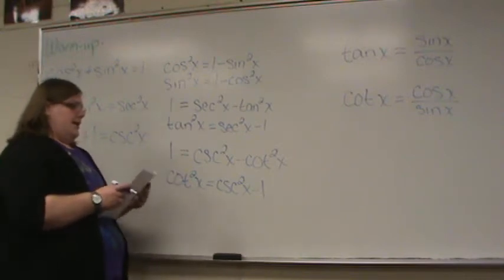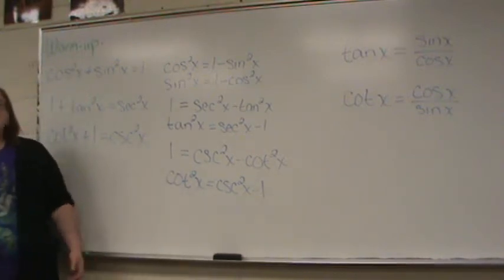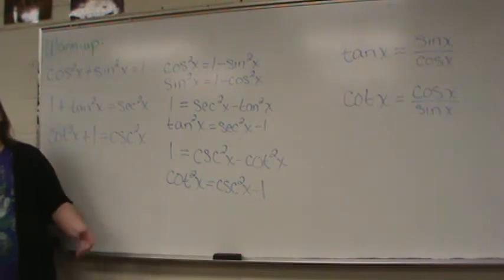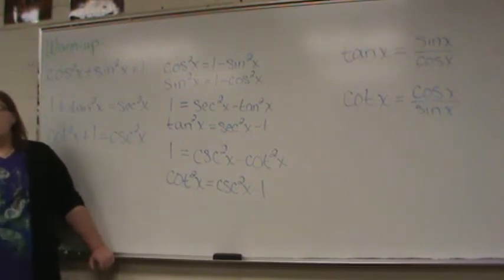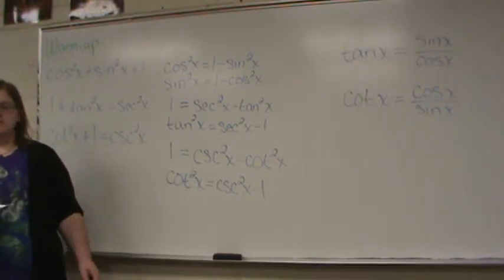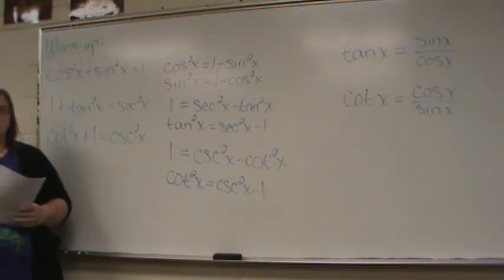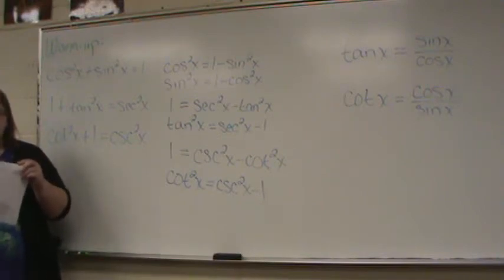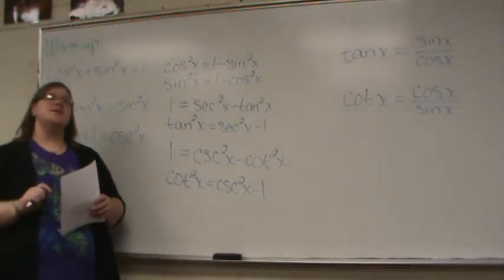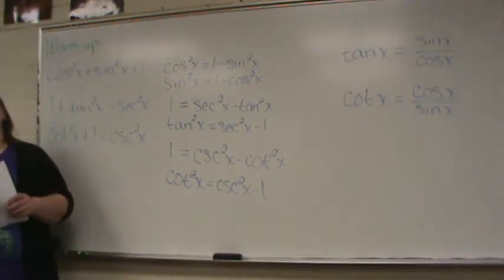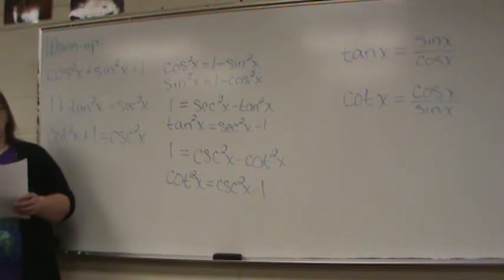Alright, so then the last identities that we want to look at before we actually start solving some of these is the negative angle identities. And before we define those, I have 6 examples that I want you to look at. With each of those examples, I want you to tell me which ones are true and which ones are not true.